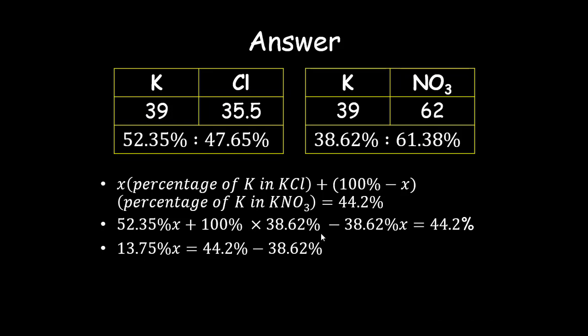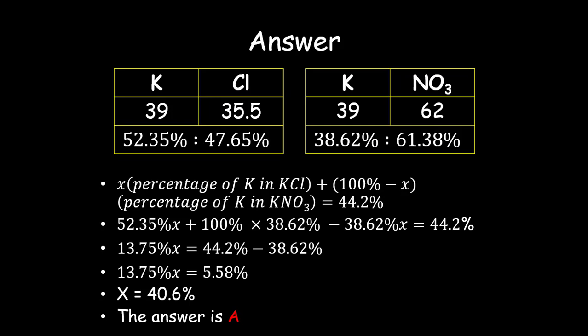So making it on the other side by the negative, 44.2% minus 38.62% equals 13.75% times x. So, completing the equation normally, we get that x would be 40.6%. The answer is A.